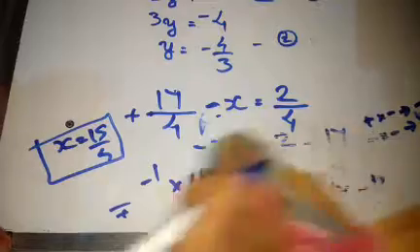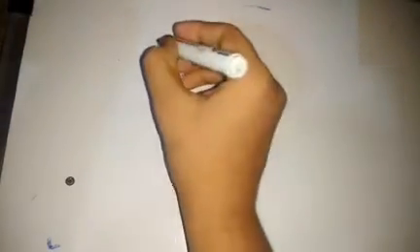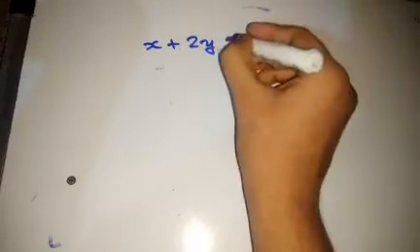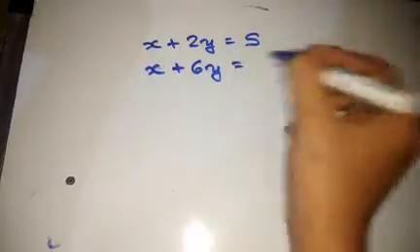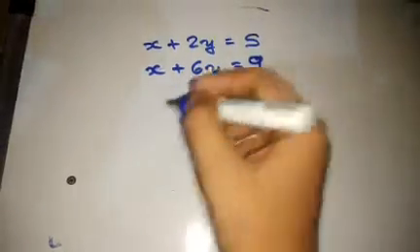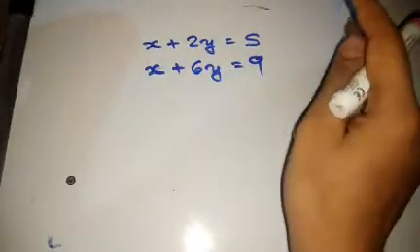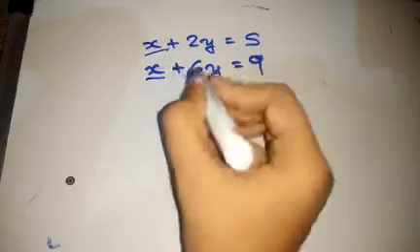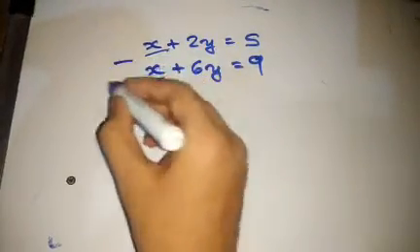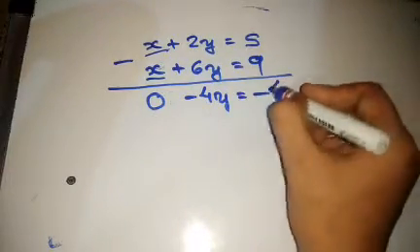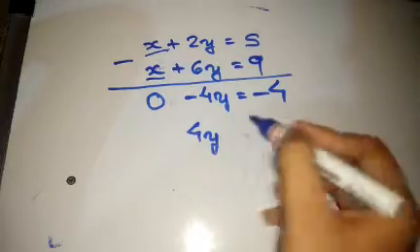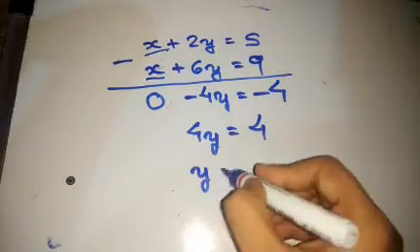So now I am giving you some examples to practice, and we will solve one more two variable equation, so the concept will be more clear: x plus 2y equal to 5, and x plus 6y equal to 9. The first step to solve is to make any one variable equal. Here the x coefficients are already equal, so we will subtract. On subtracting we will get 0, here minus 4y, and here minus 4. As I taught you, we will multiply by minus 1 on both sides. There will be 4y equal to 4, and y equal to 1.